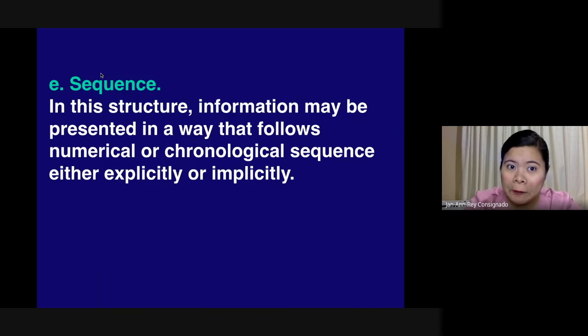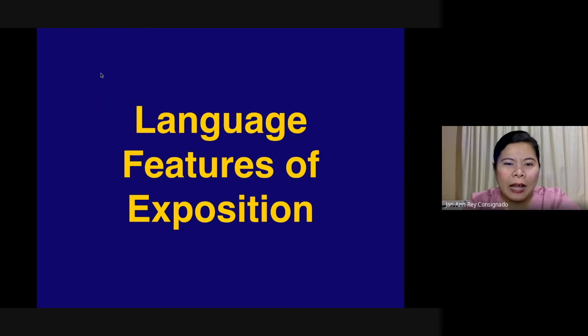How about letter E? Sequence. In this structure, information may be presented in a way that follows numerical or chronological sequence, either explicitly or implicitly. Okay? So letter E is sequence. Numerical or chronological sequence, either explicitly or implicitly, directly or indirectly. Now, language features of exposition.